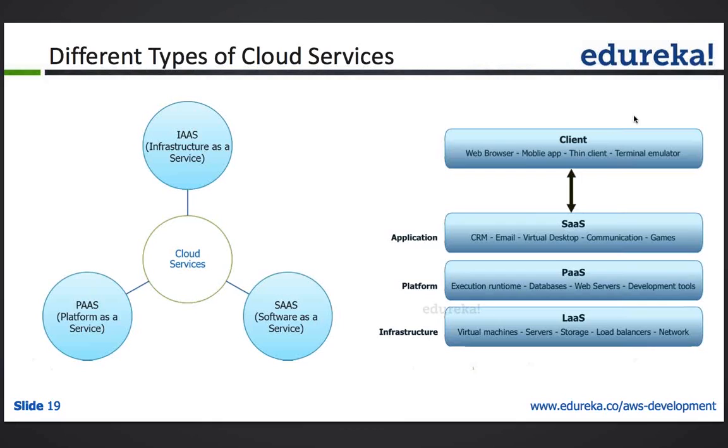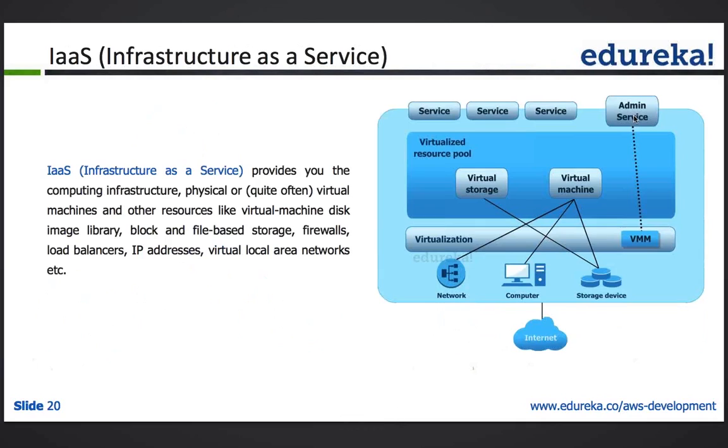Okay, let's try and look into these. Please note that all three have the last three letters AAS, as a service, right? So basically, all three share the cloud computing characteristics of pay-as-you-go, elasticity, on-demand service, right? All three are the same in that respect, but they are different in a few key aspects.